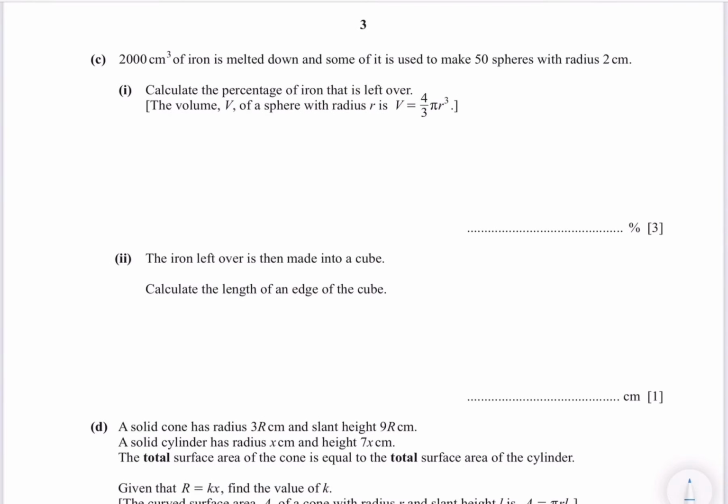In part C, 2000 cubic centimeter of iron is melted down, and some of it is used to make 50 spheres with radius 2 centimeter. Calculate the percentage of iron that is left over. First, find out the volume of 50 spheres. So the volume of a sphere is given in the bracket. You just have to place the value of radius in it. And once you find out the volume of one sphere, multiply it by 50 to get the volume of 50 spheres.